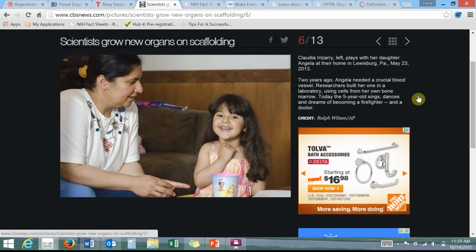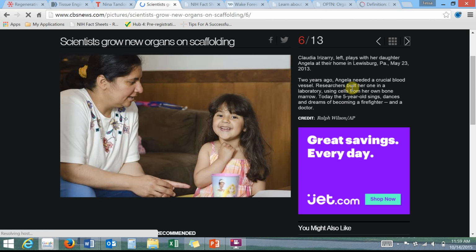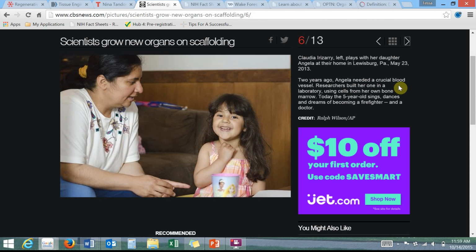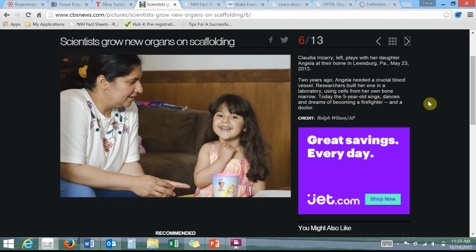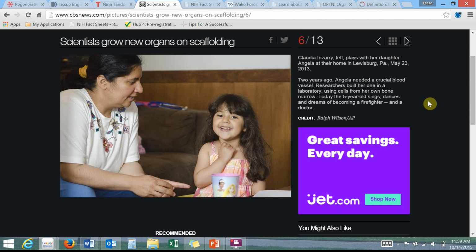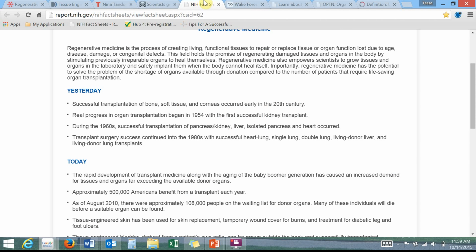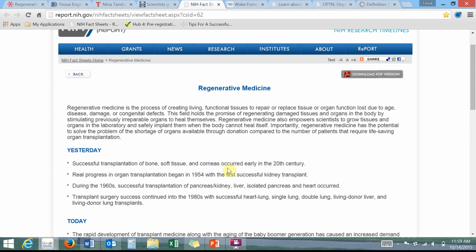After this, 2 years later, Angela needed a crucial blood vessel. Researchers built her one in the laboratory using the cells from her own bone marrow. Today, she is a healthy, happy 5-year-old. Okay. So next, let's take a look at the history of tissue engineering.